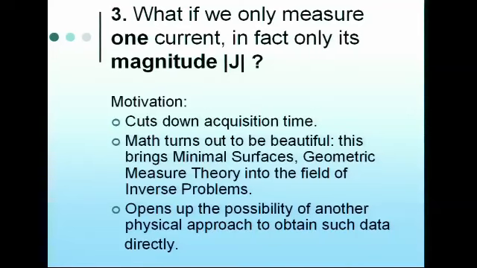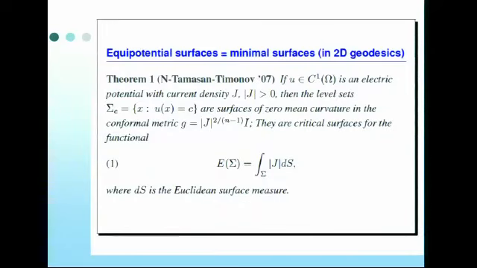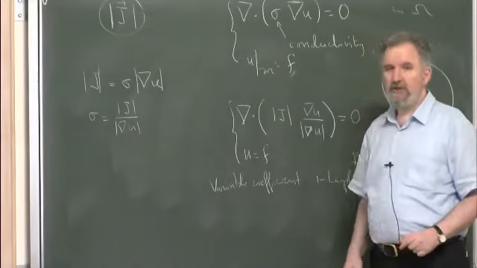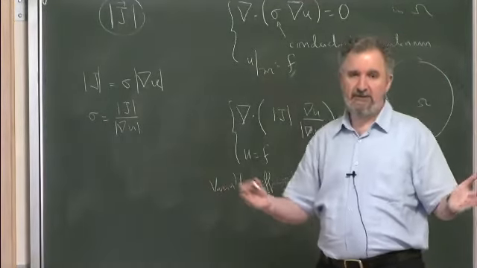So we can say the following. Take this electrostatic situation, and it's stated here as our first result. The equipotential surfaces, which are the level sets of u, are surfaces of 0 mean curvature in a metric given by magnitude J. So this is a new fact even for harmonic functions.